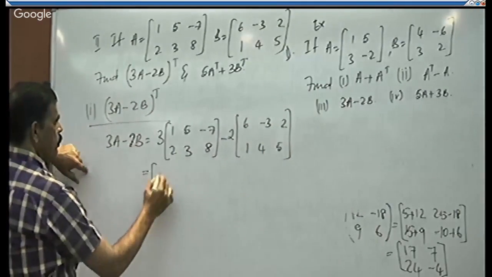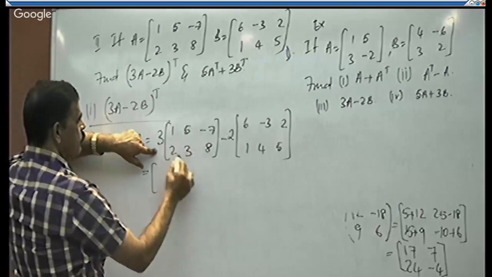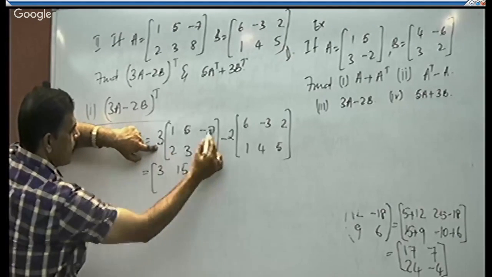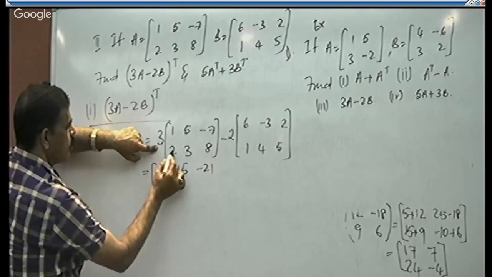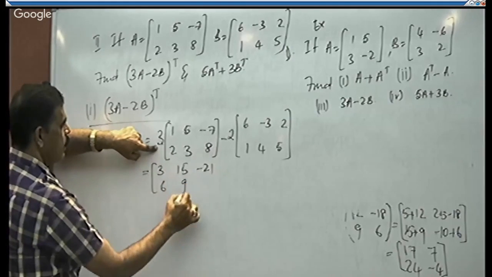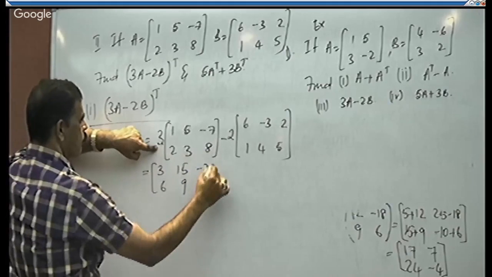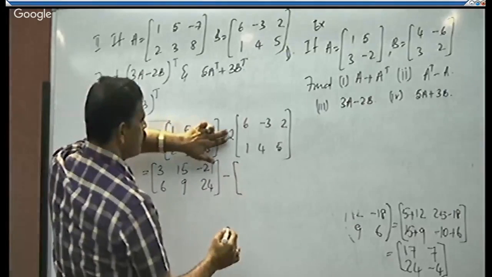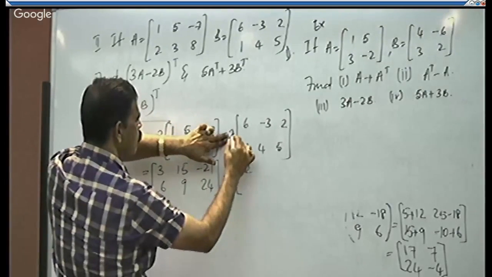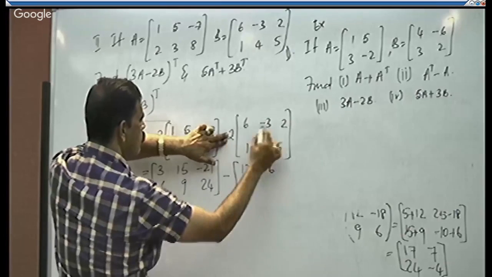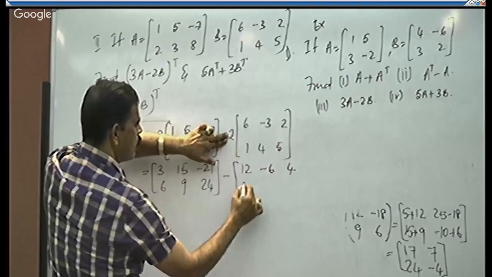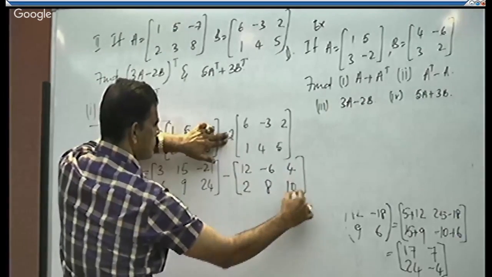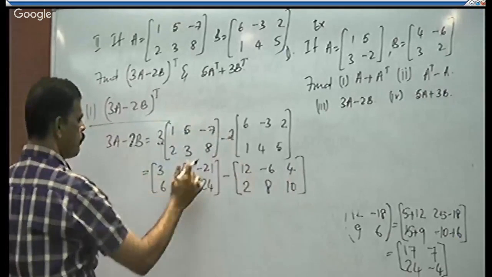This is equal to multiply all the elements with the 3. 3 into 1, 3. 3 into 5, 15. 3 into minus 7, minus 21. 3 into 2, 6. 3 into 3, 9. 3 into 8, 24. Keep minus as it is. Multiply with 2. Minus of 2 into 6, 12. 2 into minus 3, minus 6. 2 into 2, 4. 2 into 1, 2. 2 into 4, 8. 2 into 5, 10. Then subtract second matrix from first.